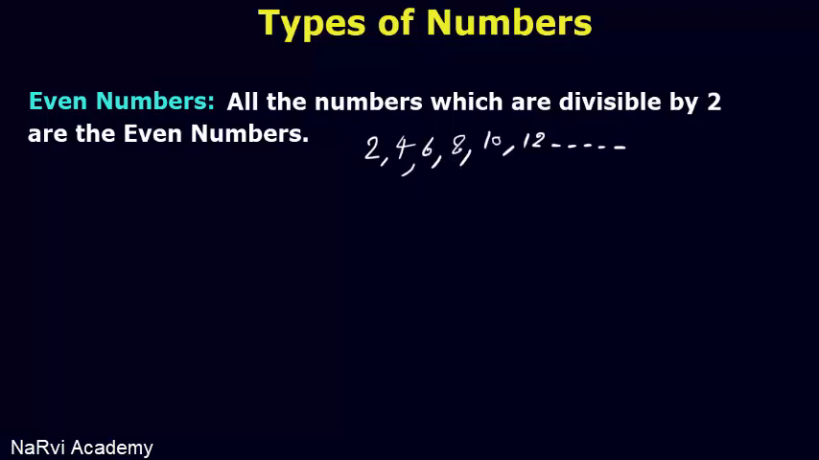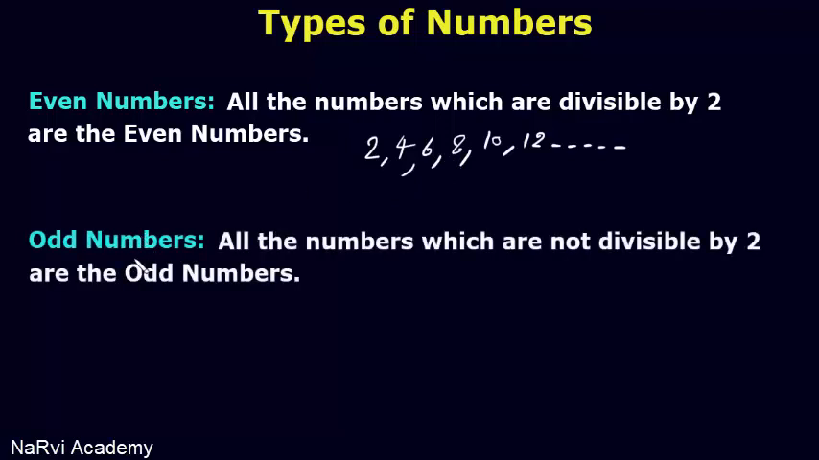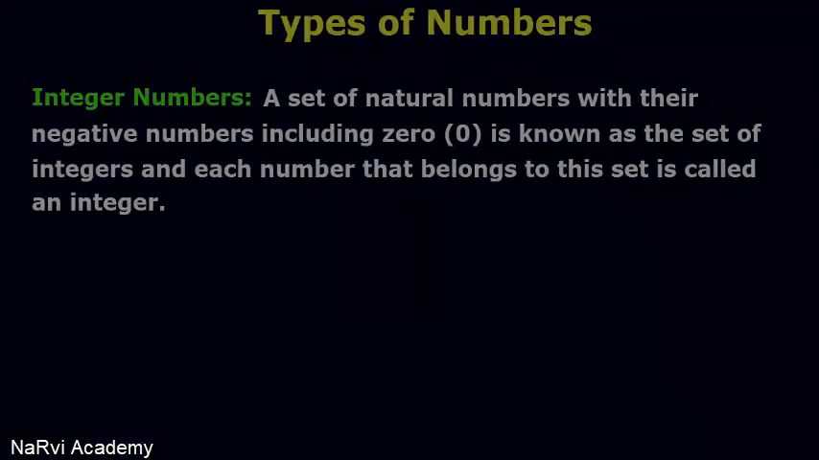Let's move on. Odd numbers. All the numbers which are not divisible by 2 are the odd numbers. For example, 1 is the smallest odd number, then 3, 5, 7, 9, 11, and so on. These are the odd numbers. Let's move on towards another type of number.